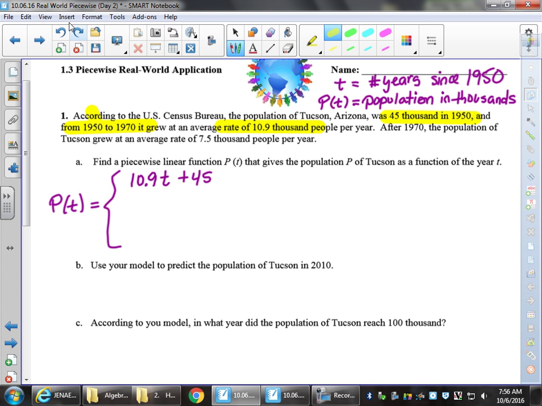Right. 1950 is my 0 year. 1970 is how many years after 1950? 20. So I know that this is T greater than or equal to 0? So let's set this up and then we'll talk signs. Should this be greater than or equal to 0? No, because it can't equal 0? Yeah.